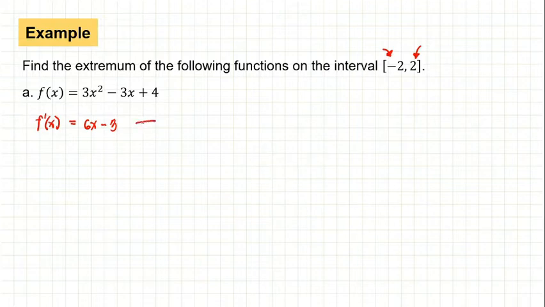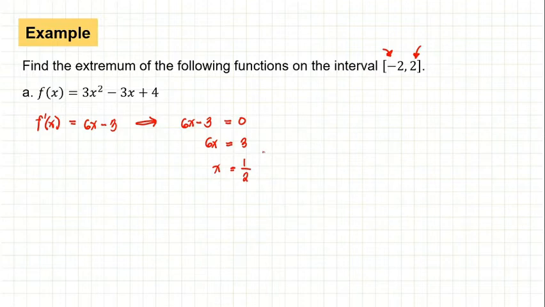So this will become 6x minus 3 equal to 0. So the derivative is equal to 0 now. Then let's solve for x. So we will have 6x equal to 3, because I added 3 to both sides. So this will be the result: 6x equal to 3. Then solving for x, we divide both sides by 6, and we will have x equal to 3 over 6, or just 1 half.